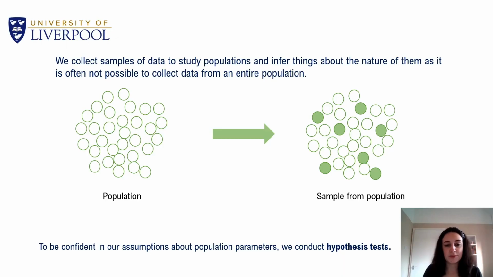We collect samples of data to study populations and infer things about the nature of them, as it is not often possible to collect data from an entire population. For example, imagine trying to determine the average height of men in England and having to measure every man in the country. This means we must look at parameters that describe the population by stating hypotheses that capture our thoughts about these parameters and what their values might be.